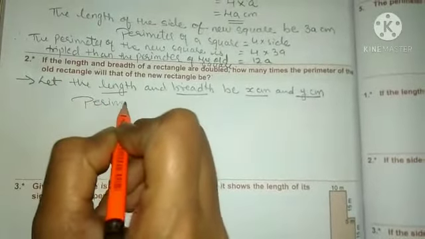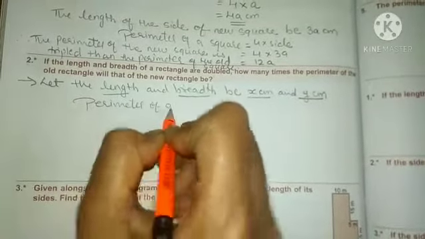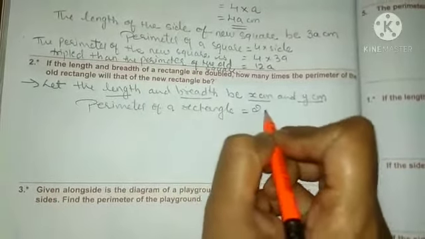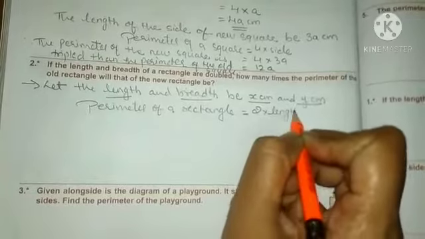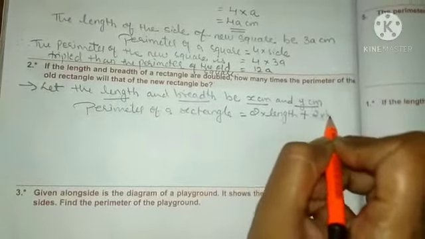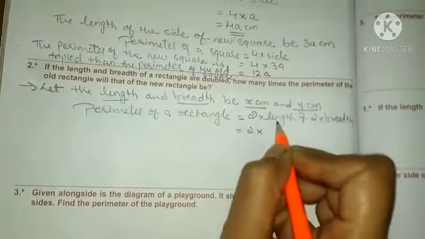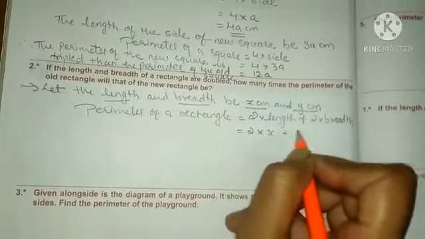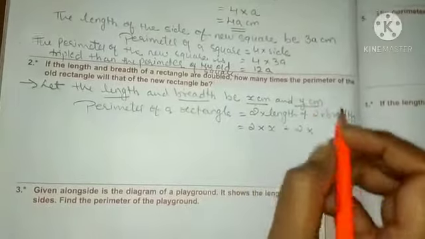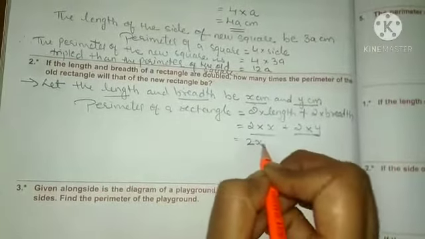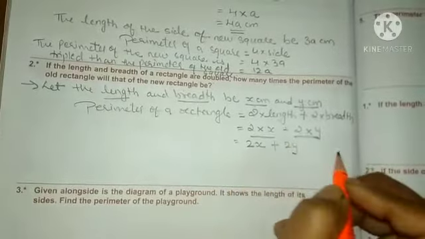That is, perimeter of a rectangle is 2 into length plus 2 into breadth. Clear? Now 2 into length, we have taken as x, plus 2 into breadth, we have taken as y. Clear? So now multiply this. 2 multiplied by x is 2x, plus 2 multiplied by y is 2y.